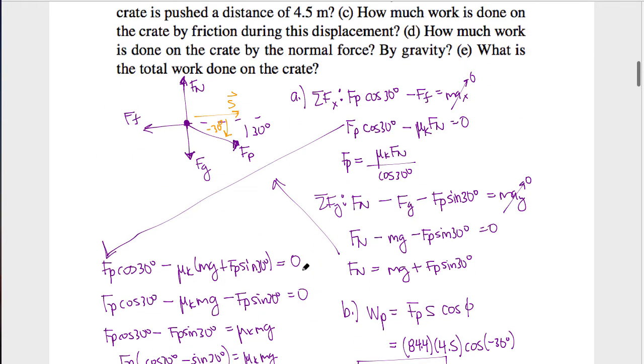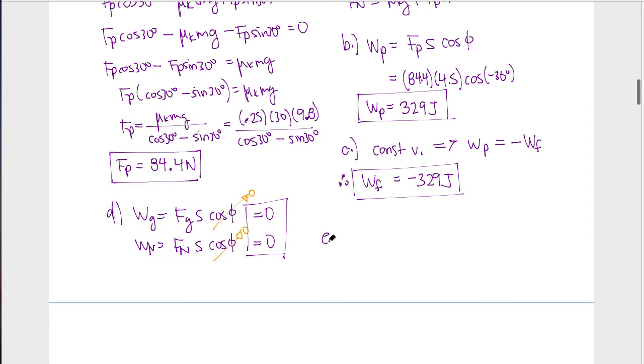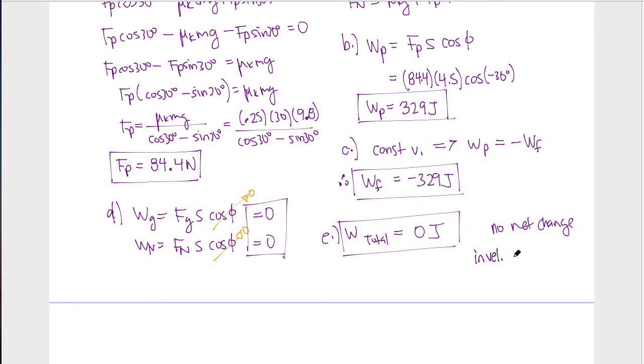And then we say, what is the total work done on the crate? Well, we can skip again a few steps and just say that the total work is 0 joules. This comes from constant velocity, so there is no net change in velocity. So the total work is 0.